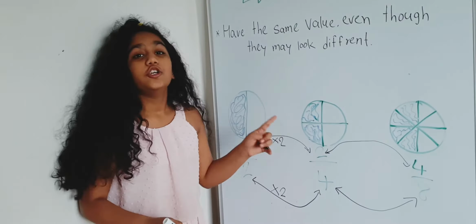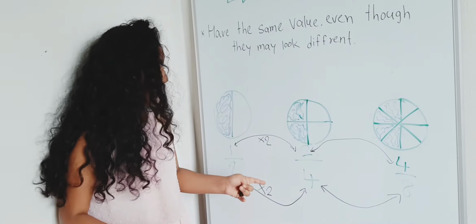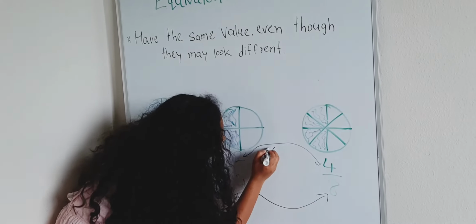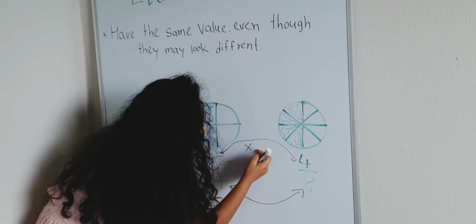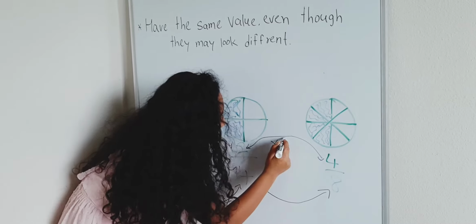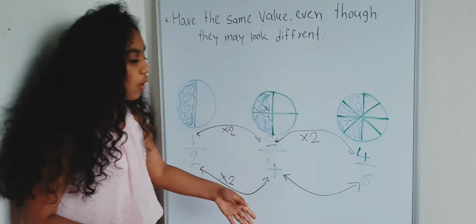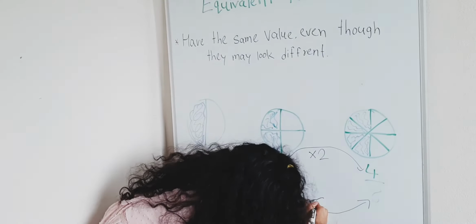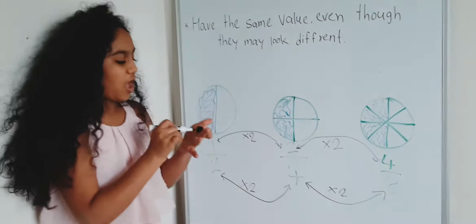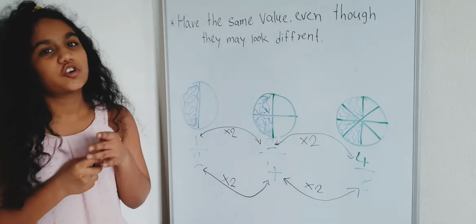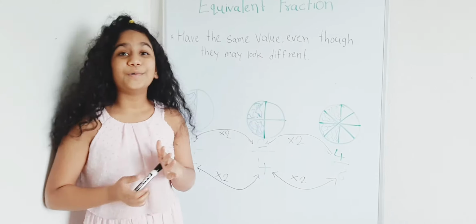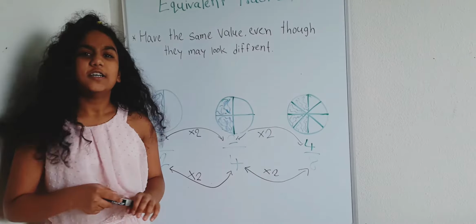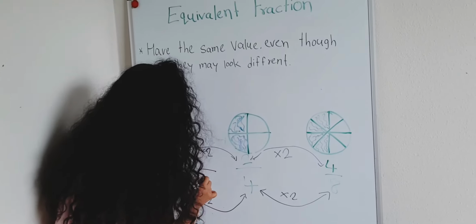Okay, 2 multiplied by 2 equals 4. Okay, 4 multiplied by 2 equals 8. So multiply by 2. So if you got all your answers correct, okay, so you see we all used 2s. See how equivalent they are?